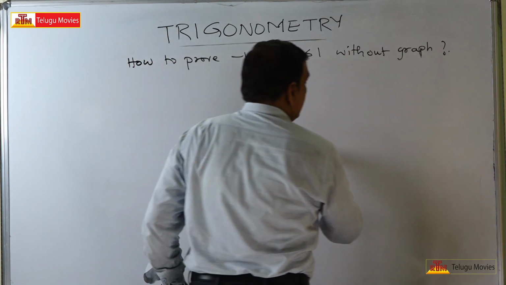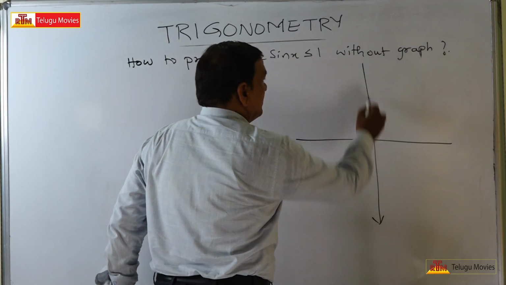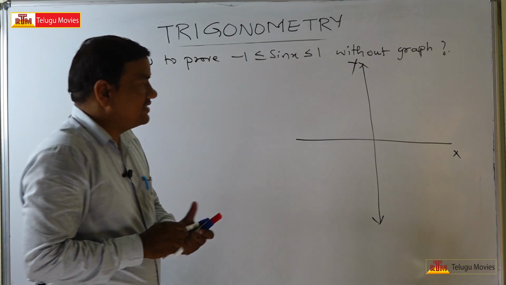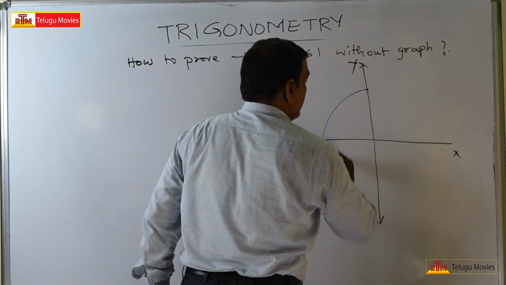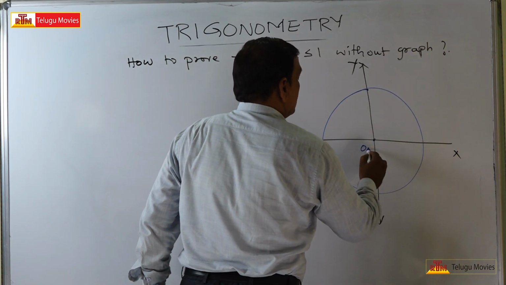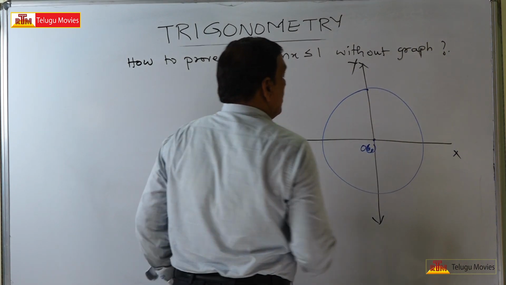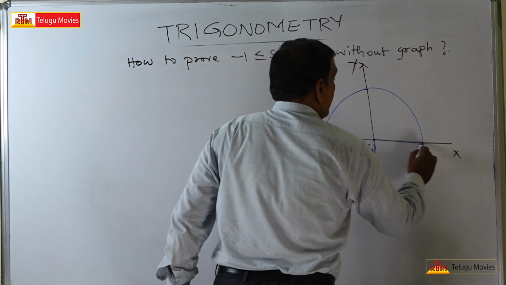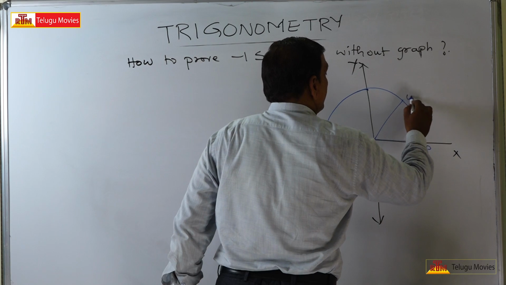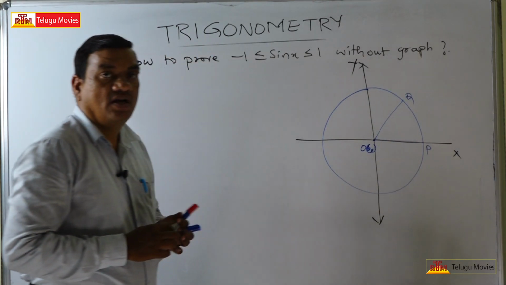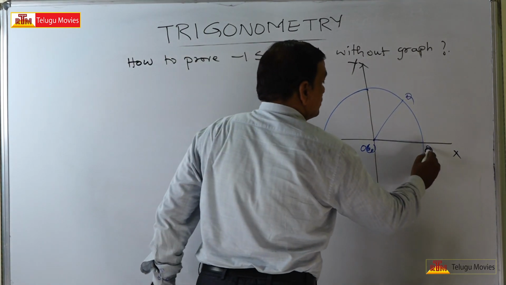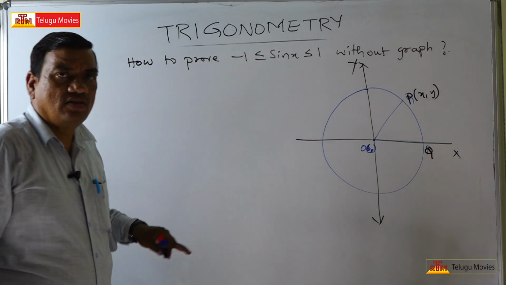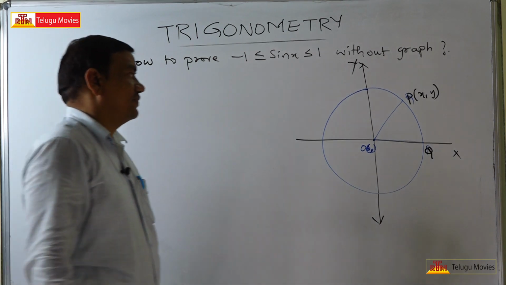Now what is the fundamental definition of sin x? Once again I am telling. So this is the x axis and y axis. Consider a circle with some radius, and let the center of the circle coincide with the origin. Let OP be the initial side and OQ be the terminal side. Let P(x, y) be any point on the circumference of the circle.